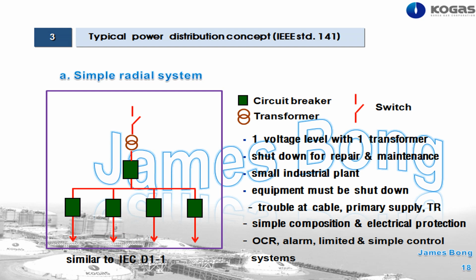Simple radial system. This is similar to IEC D1-1 and 2. There's one primary supply and one transformer. So, the plant cannot avoid electric power shutdown when it needs repairing or maintenance. This is efficient in a small industrial plant. SCADA is so simple because of its simple composition and electric protection. Actually, I don't think expensive SCADA is necessary and suitable in this simple radial system as well as IEC D1-1.